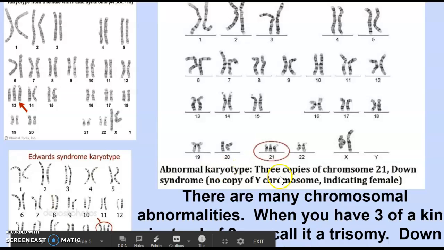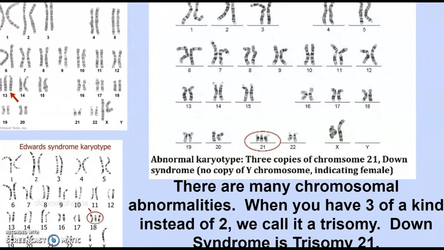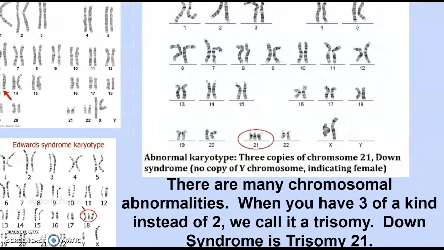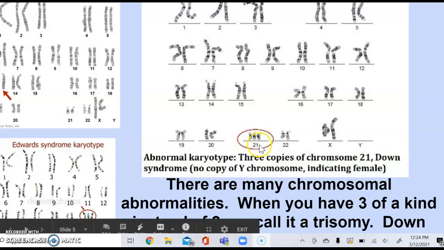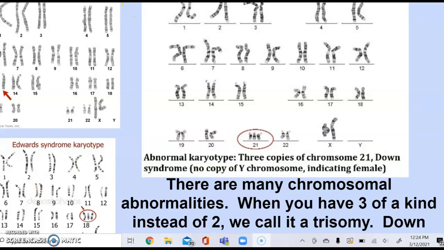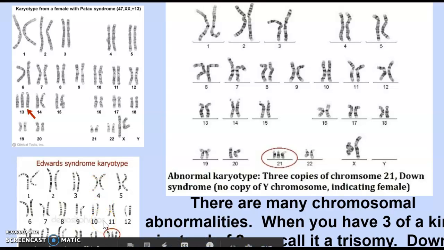There are many chromosomal abnormalities. When you have 3 of a kind instead of 2, we call this a trisomy, and Down syndrome is trisomy 21 because there's 3 in the 21 spot. You can also get them in other spots. Let's see if I can move this. Like this one has 3 in the 13 spot, 3 in the 18 spot, and they're different syndromes.